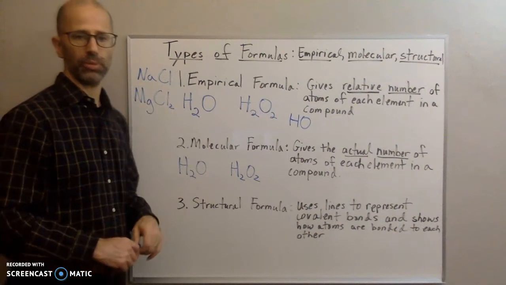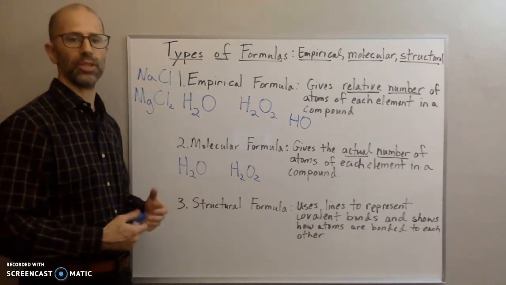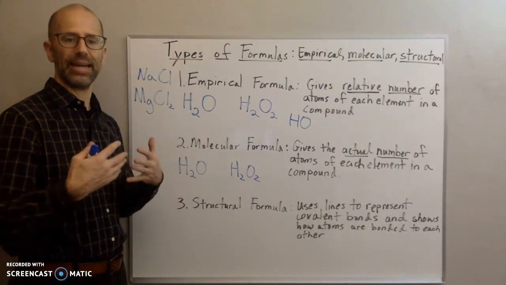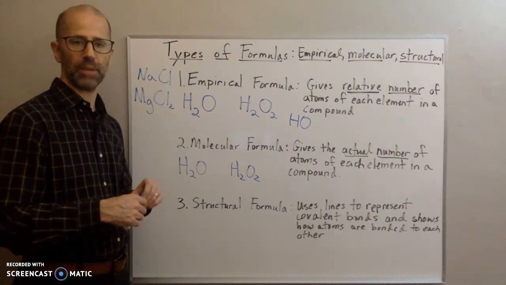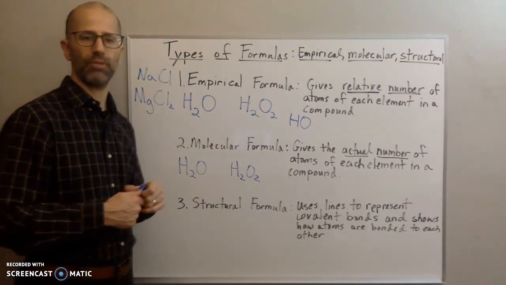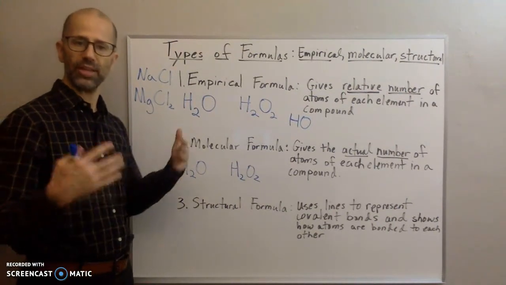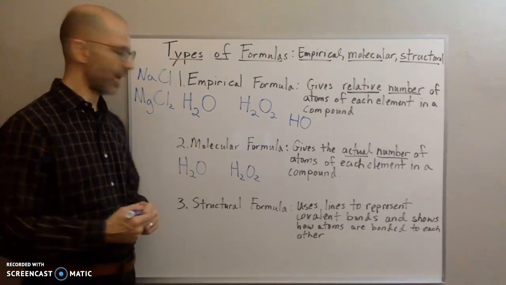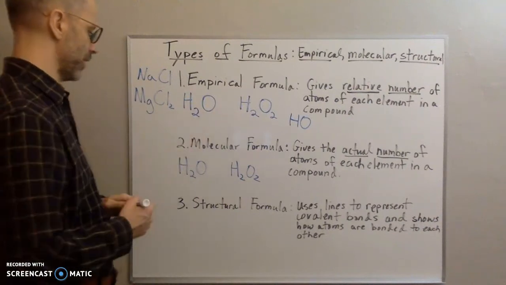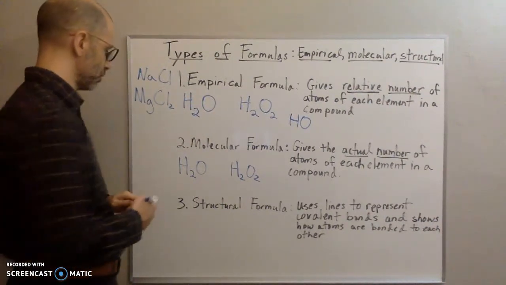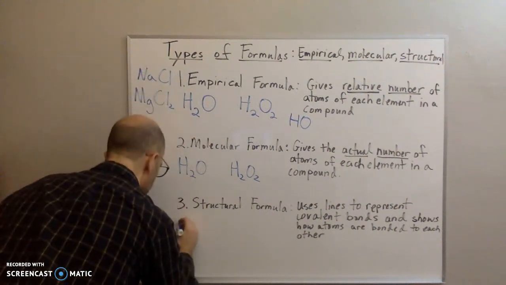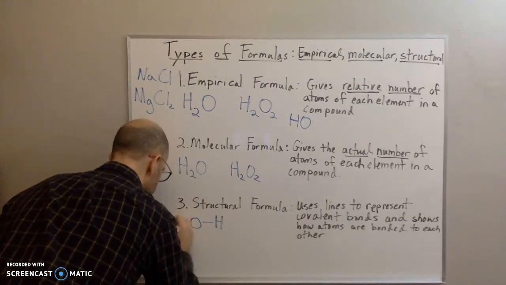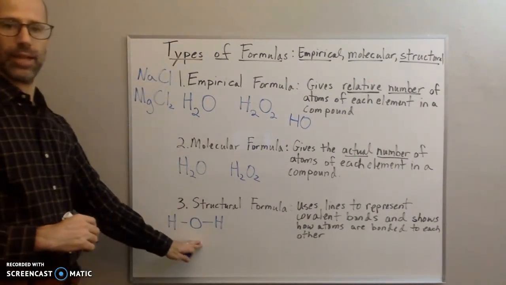What about structural formulas? Structural formulas are formulas that actually show how the atoms are connected together. And they use lines to represent the covalent bonds. And if you remember from my previous video, covalent bonds are where the electrons are shared between the 2 atoms. And so we can represent that by a line. So if we go back to our water and our hydrogen peroxide, if we write the structural formula for water, it will look like that.